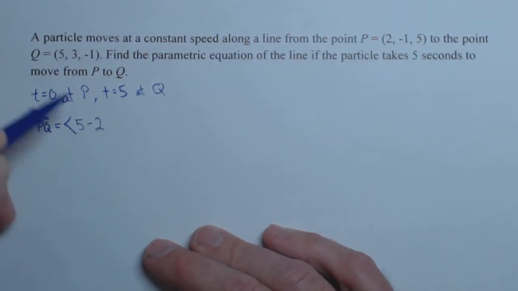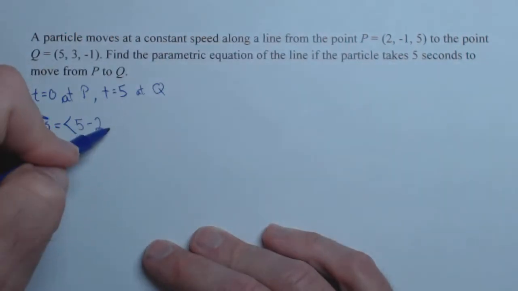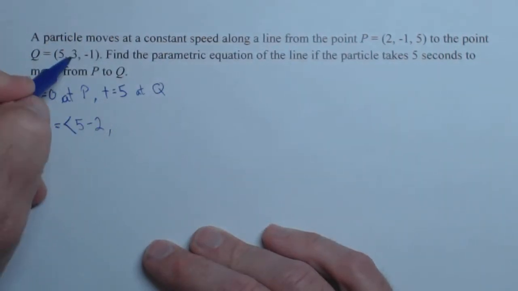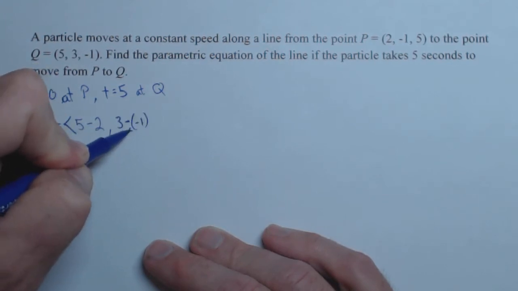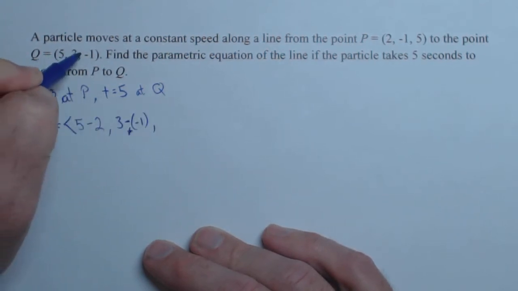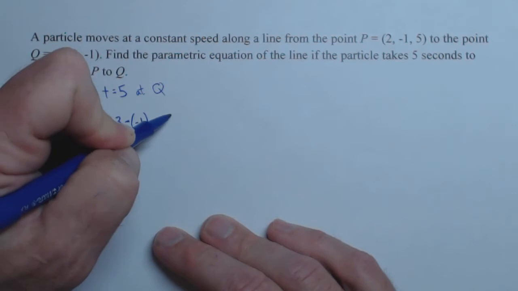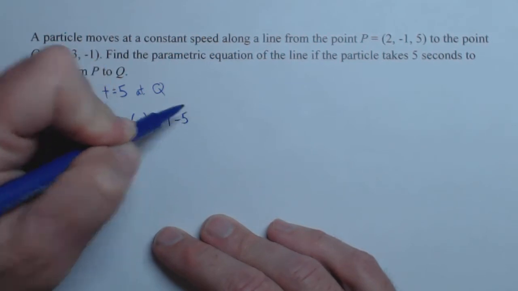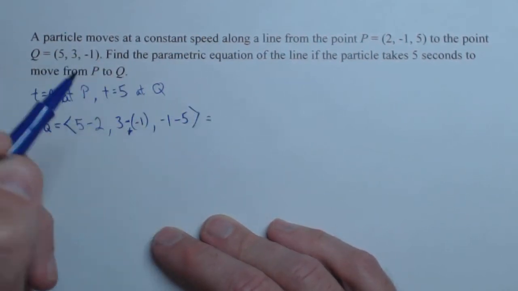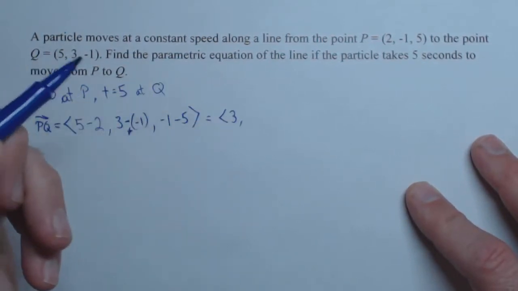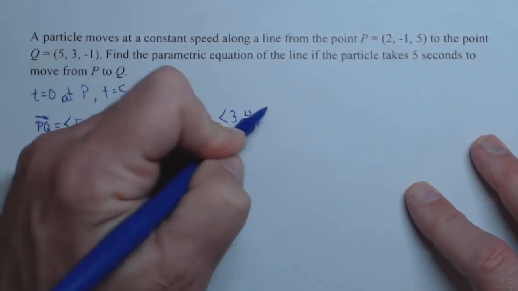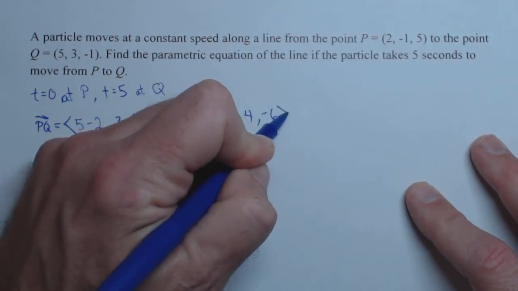So 5 minus 2, we're just subtracting their corresponding pieces. 3 minus -1. And then finally we have -1 minus 5. And that gives us the direction we need to go to get from P to Q. So we have (3, 4, -6).